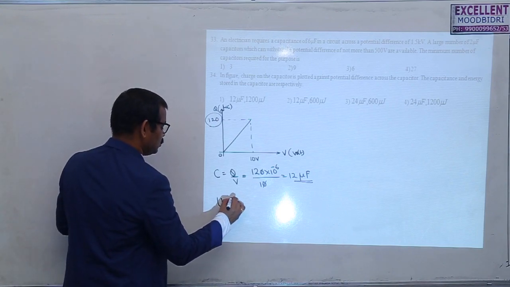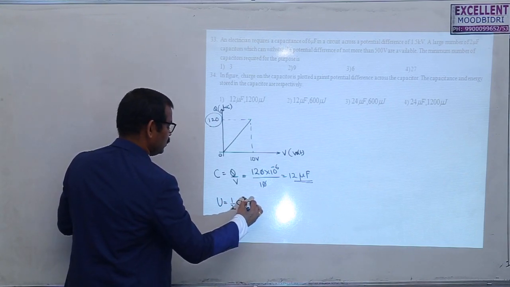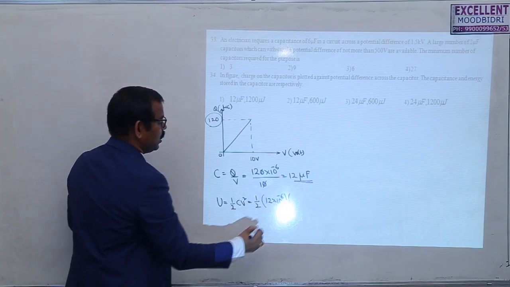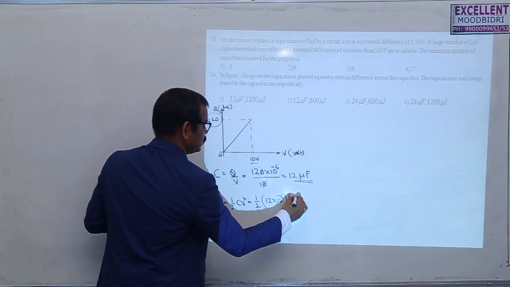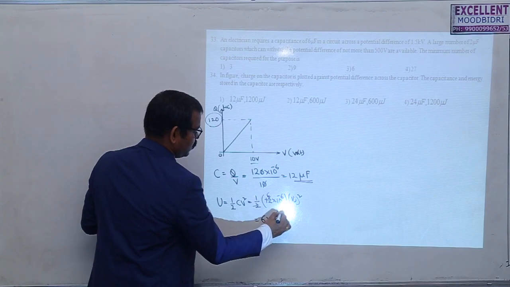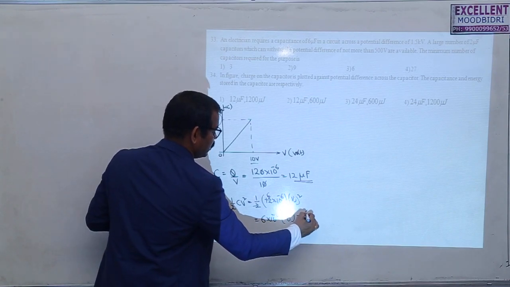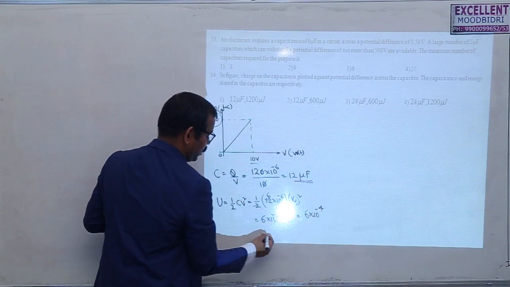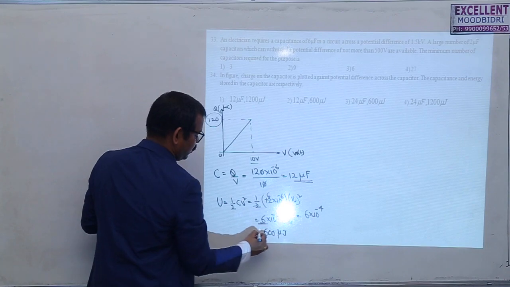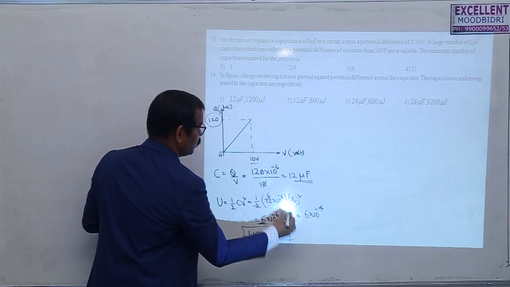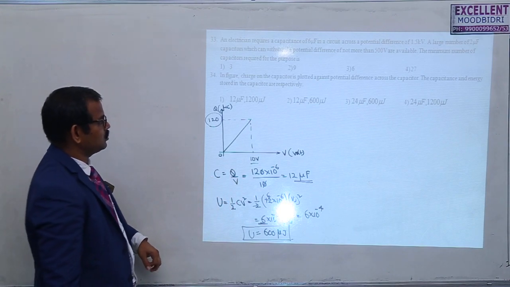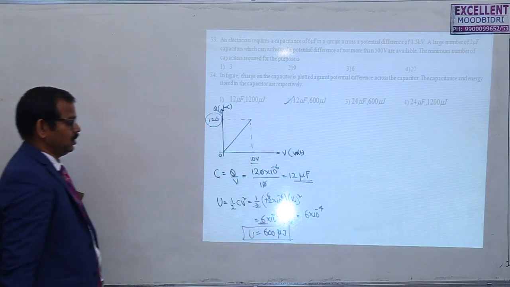Now what is energy stored? Energy stored is going to be half CV square. Half, capacitance is 12 into 10 power minus 6, and the voltage here is 10 volts, so this is 10 square. 2 ones are 2, 2 sixes are 12, so this is 6 into 10 power minus 6 into 10 square. 6 into 10 power minus 4, or you can also write it as 6 into 100, 600 microjoules. This is the energy stored in this case. So the correct answer is 12 microfarad and 600 microjoules. Option 2 is correct.